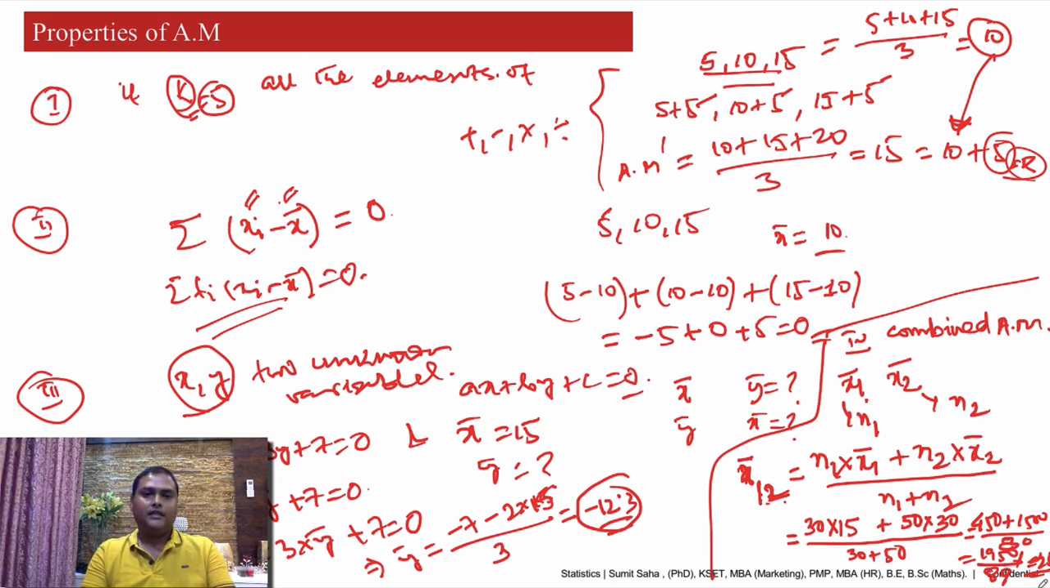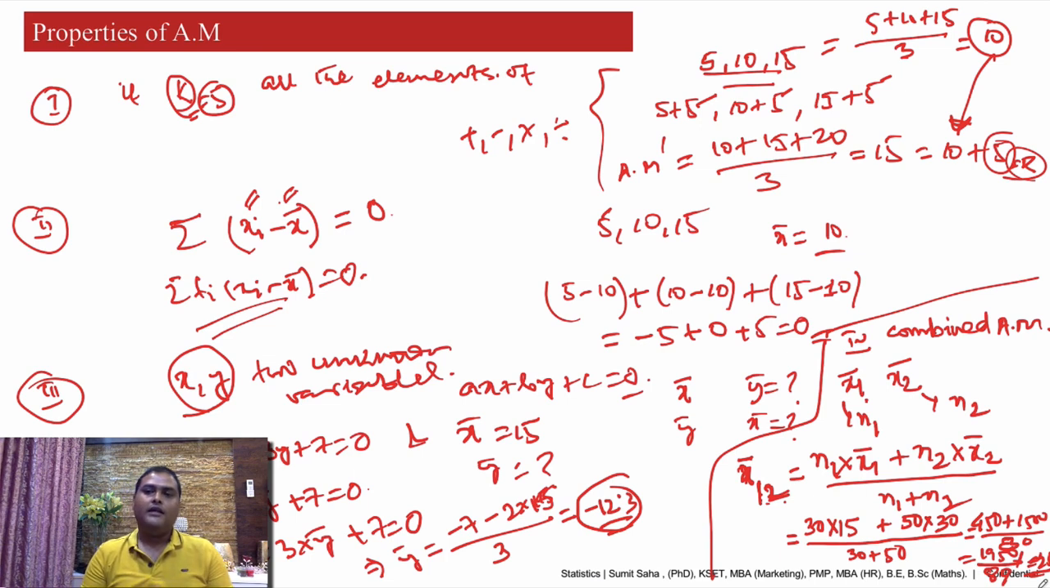Third is nothing but if x and y are two different variables and they are related by a linear equation ax plus by plus c equals to 0, then x bar and y bar, that means the arithmetic mean of the x data set and the arithmetic mean of y, also will be related as a x bar plus b y bar plus c equals to 0. And if x bar is given, you can calculate y bar. If y bar is given, you can calculate x bar.